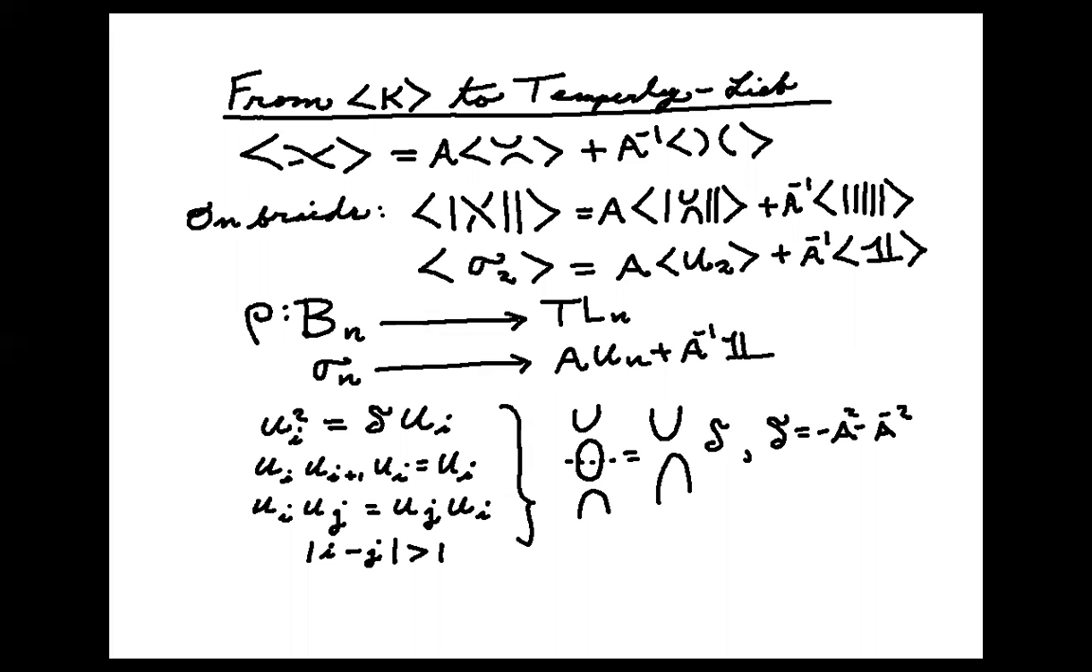And that tells me, in fact, if I think about it a bit, that I have a representation of the Artin braid group into the n-fold Temperley-Lieb algebra, n-strand braids into n-strand Temperley-Lieb, by taking sigma I, not sigma n, excuse me, to A times U I plus A inverse times the identity. And the UIs, the diagrammatic UIs, satisfy the Temperley-Lieb relations, and everything. So then, what about calculating the bracket, which we'll regard as what we mean by calculating the Jones polynomial? What about calculating the bracket from this point of view?